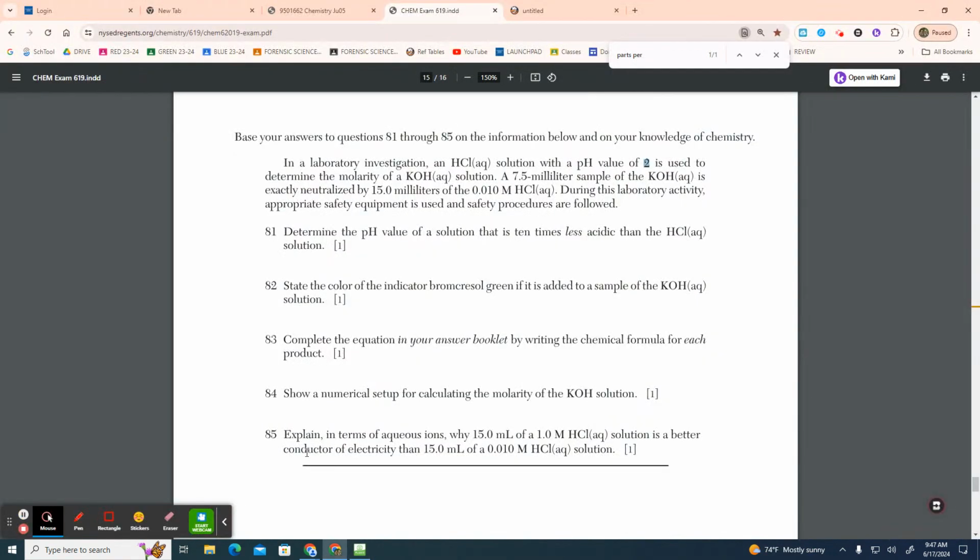All right. Show a numerical setup for calculating the molarity of the KOH. What formula are you using here?